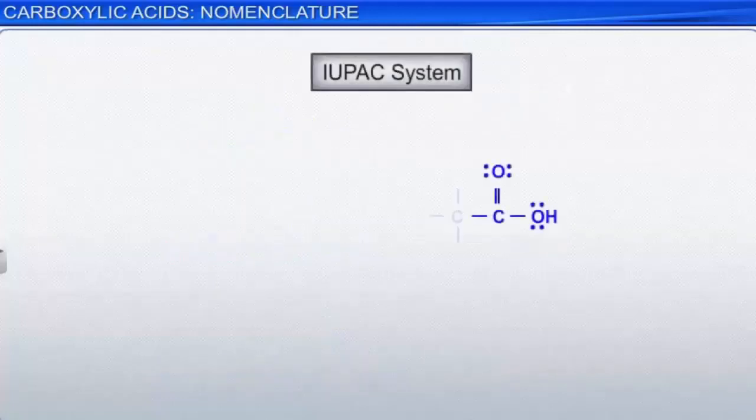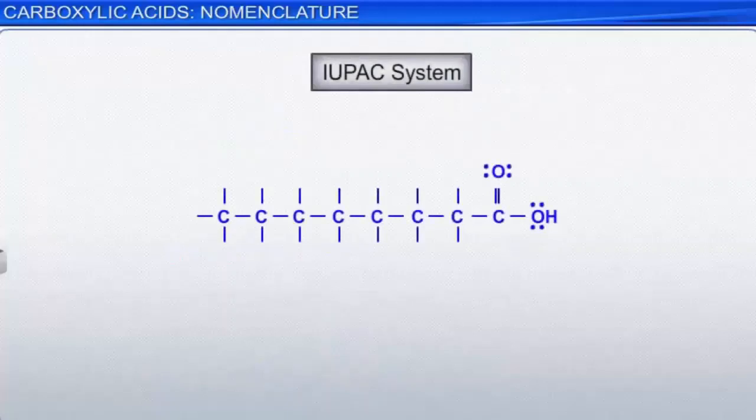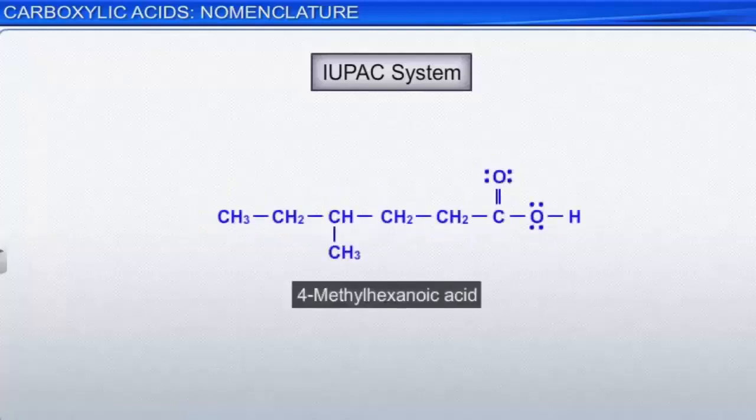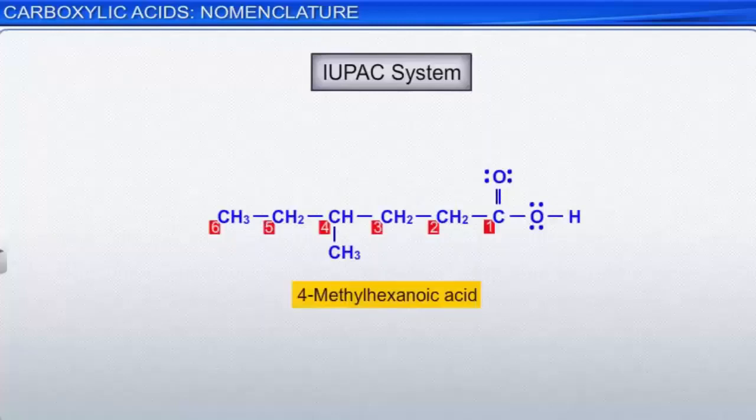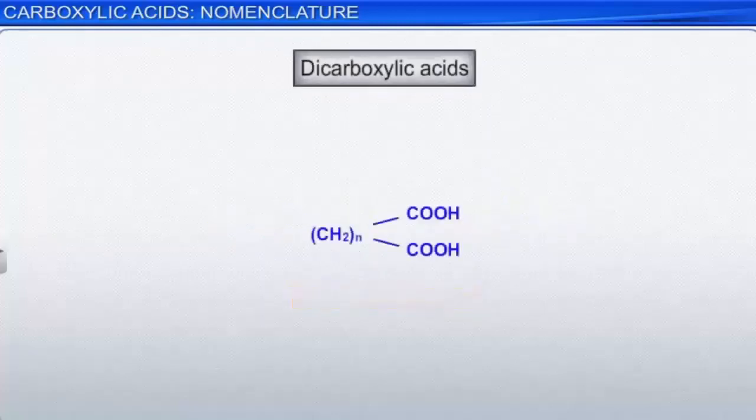For naming the higher numbers, the longest chain containing the carboxyl group is selected, and numbering is done from the side of the carboxyl group, always giving it the number 1. For example, the compound shown here is named 4-methyl-hexanoic acid.